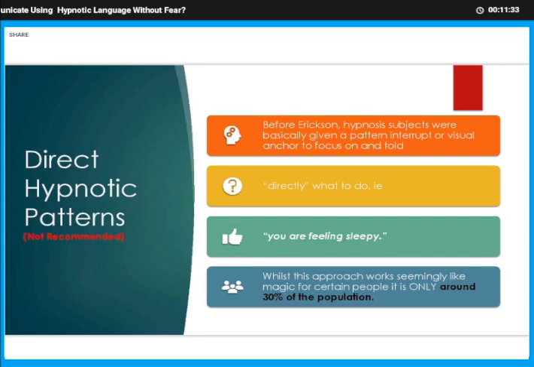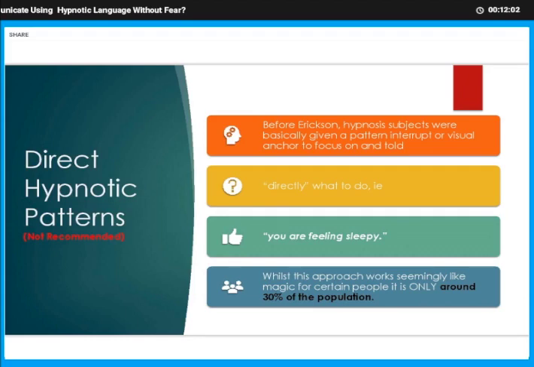So before Erickson, hypnosis subjects were basically given a pattern interrupt or a visual anchor, and that's like the watch that you saw on the first slide going back and forth. That was pretty typical, or maybe a spot on the wall. The hypnotist or the speaker might ask them to focus their attention, and those are called visual anchors. And so they have them focus on those, and then they're told directly what to do.